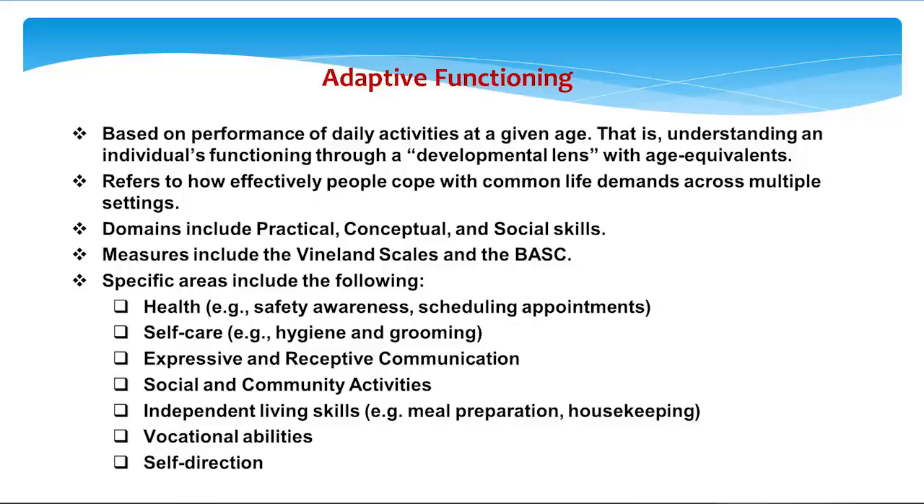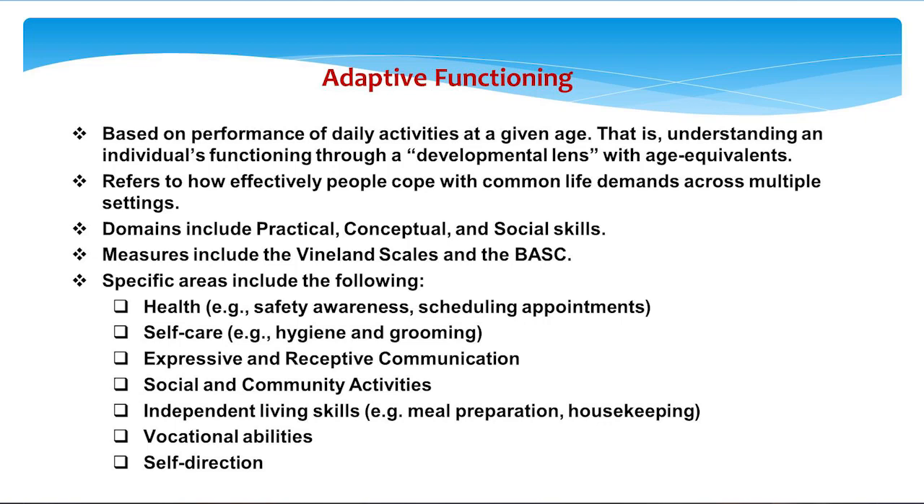In addition to looking at intellectual capacity, when we talked about the definition for intellectual disability, we spoke about adaptive functioning. Adaptive functioning is really a person's ability to function at an appropriate level for their age, right? So that's why the slide talks about age equivalence. So we're looking at a person's capacity to do certain skills that are commensurate with their age, and how effectively a person can cope with common life demands in different settings.